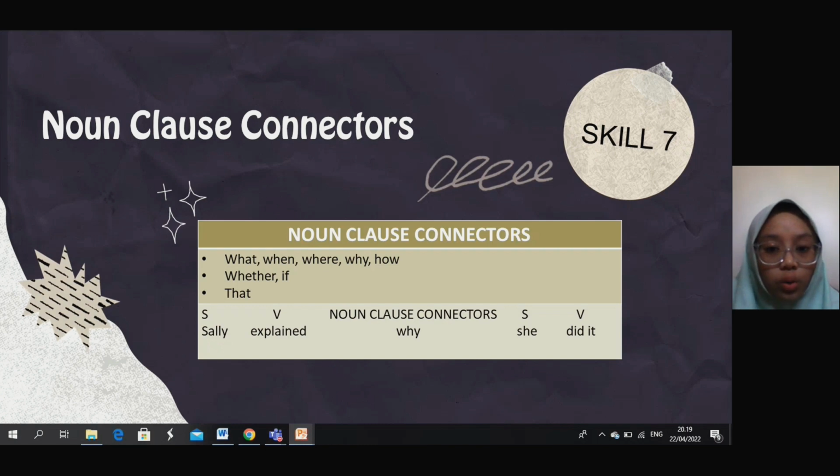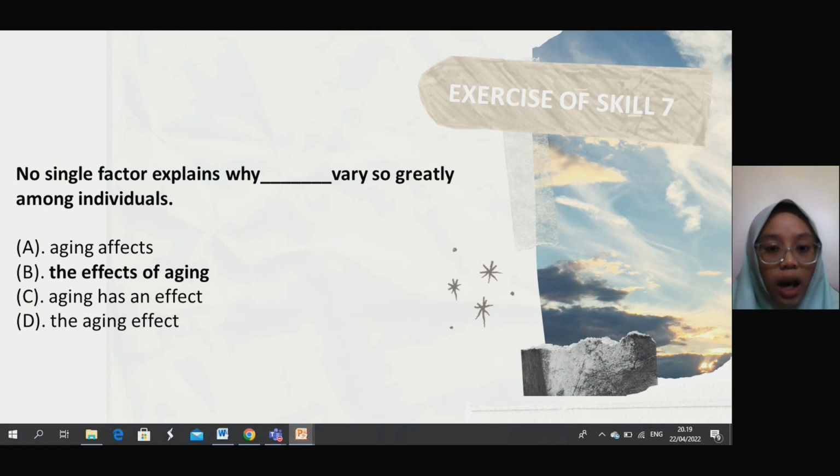Why? Because two sentences cannot be joined without a connector. That brings me to my next point, which is the exercise of skill 7. Let me give you an example, skill 7. The first, let's read the question. No single factor explains why blah blah blah varies so greatly among individuals.